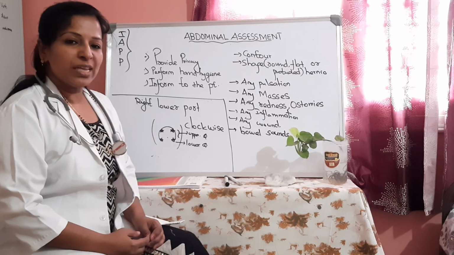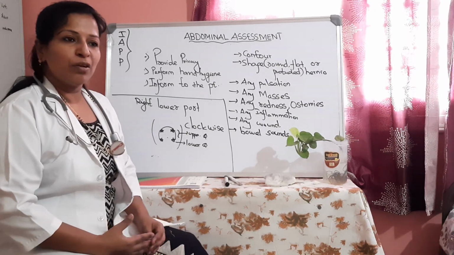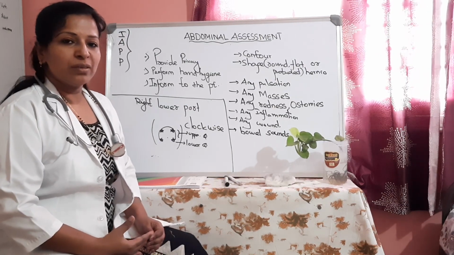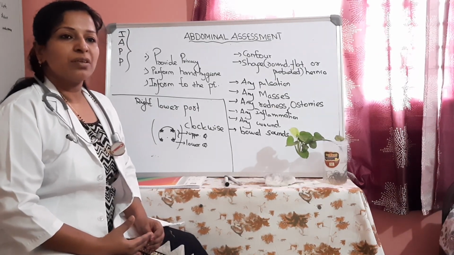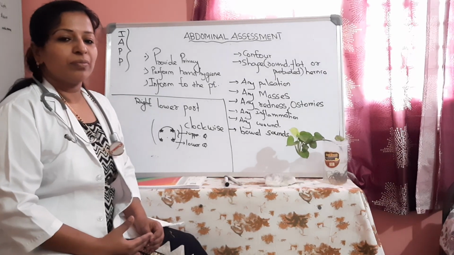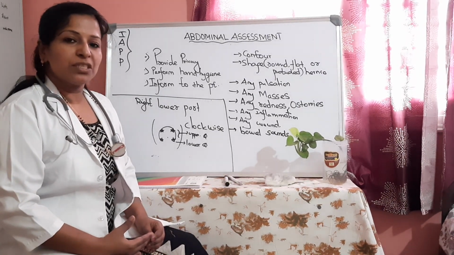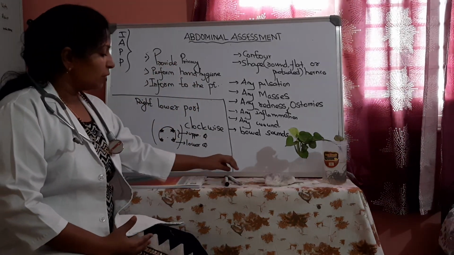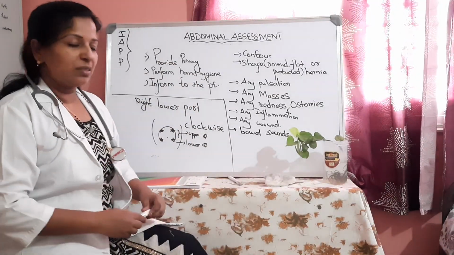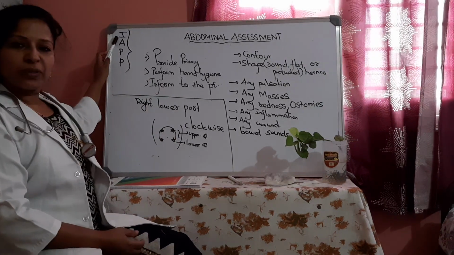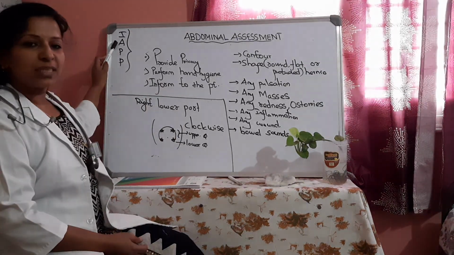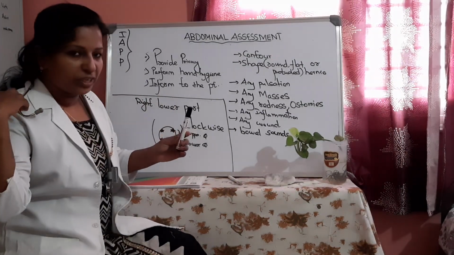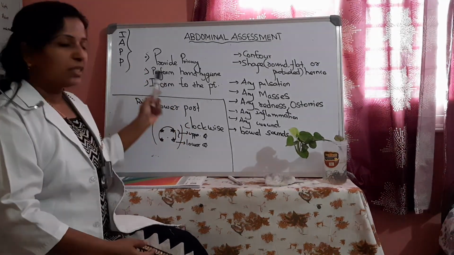In abdominal assessment, normally there are four methods or techniques to do the physical assessment. The first one is inspection, and the second is palpation, percussion, and auscultation. But in case of abdominal assessment, you should go in a different order. The first is inspection, the second is auscultation, the third is palpation, and the last one is percussion, if needed. So the order will change here.